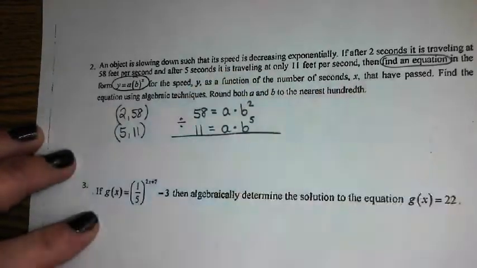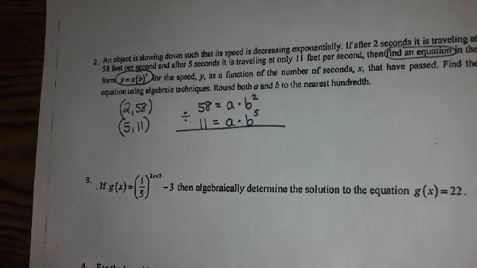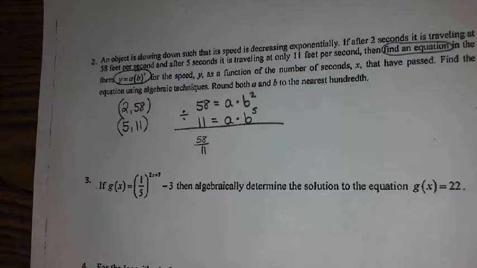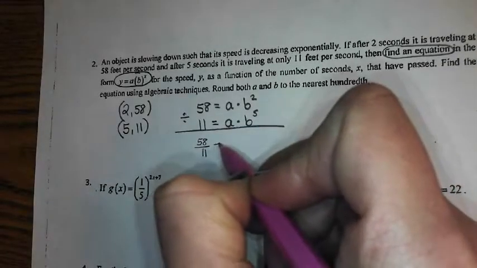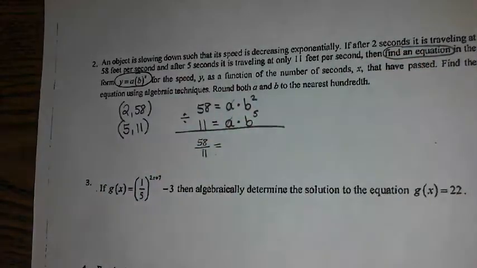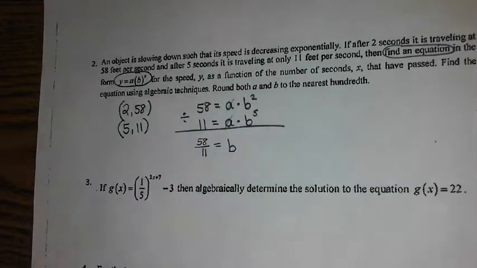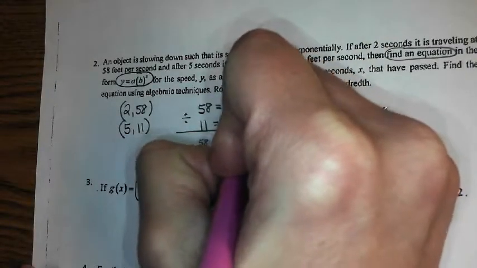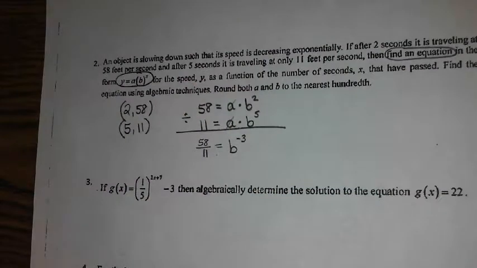Divide, yes. So not a classic substitution elimination. So 58 divided by 11, I'm afraid of the decimal, so I'm just going to leave it 58 elevenths. Your a's cancel, and it becomes b to the what power? -3rd, exponent rules. Very good. 2 minus 5 is -3. So to solve for b here, what do I raise both sides to?